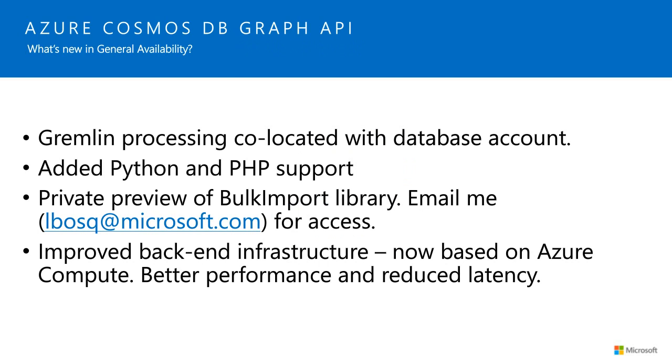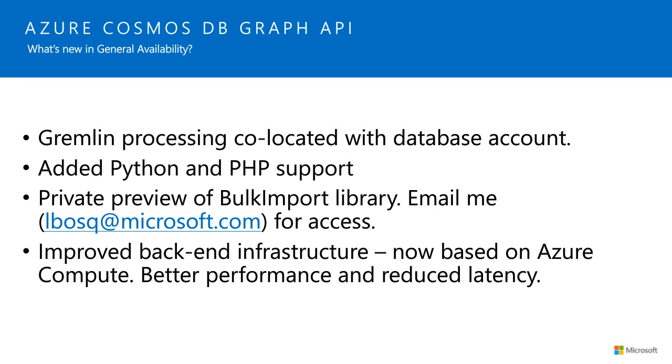So for everyone who already knows about the Cosmos DB Graph API, these are the things that are new in general availability. We have improved the backend such that the Gremlin processing is now co-located with the database account, and this is all based on an Azure compute infrastructure. So there are some infrastructural changes that will improve the performance of the Gremlin processing layer, as well as the latency experience with the database accounts. We have added Python and PHP support through the open source drivers.